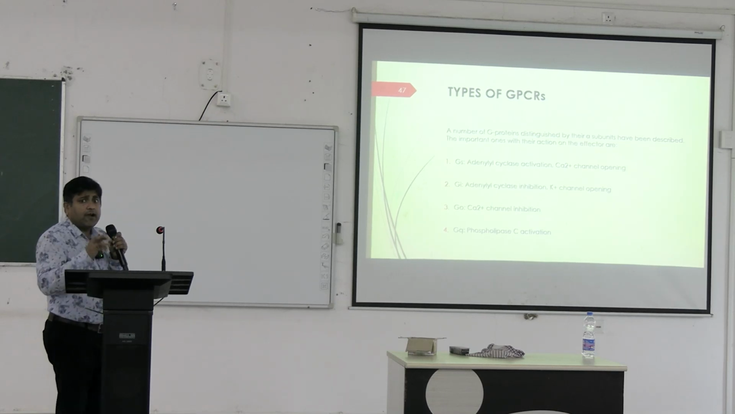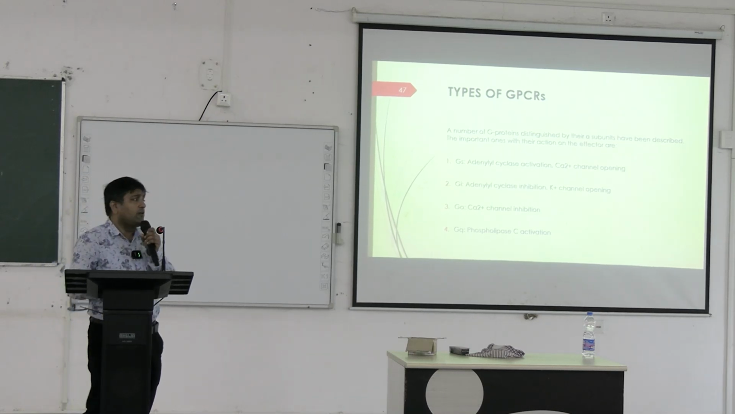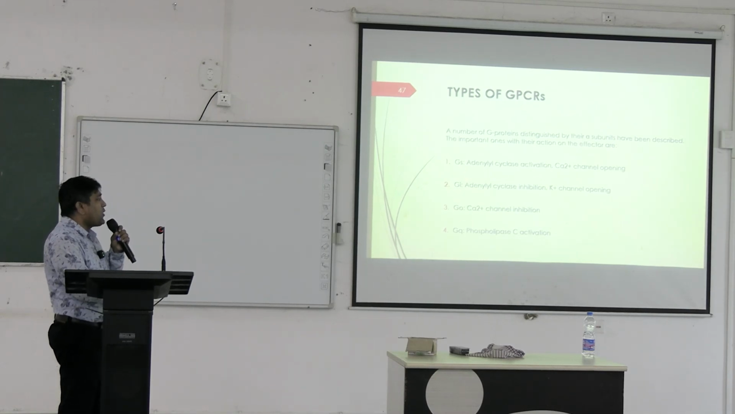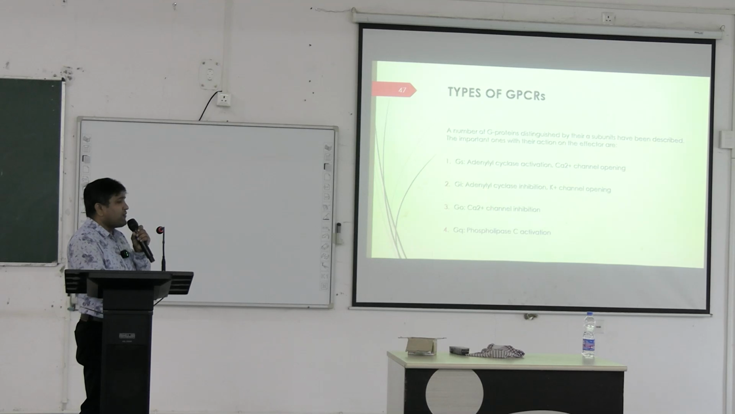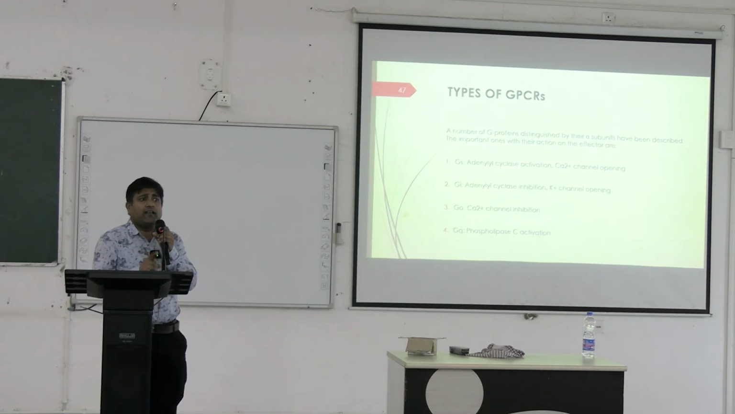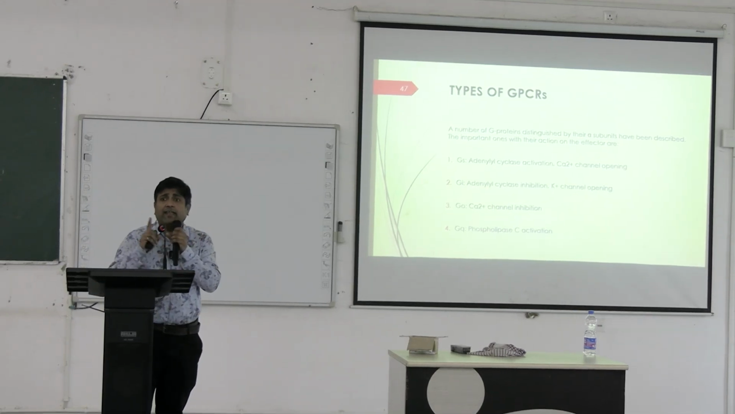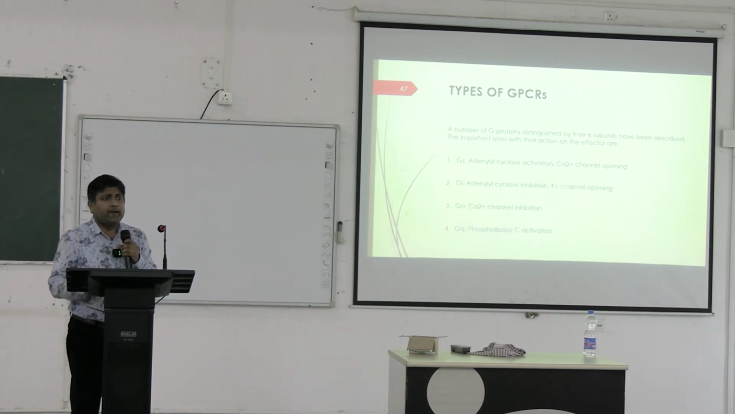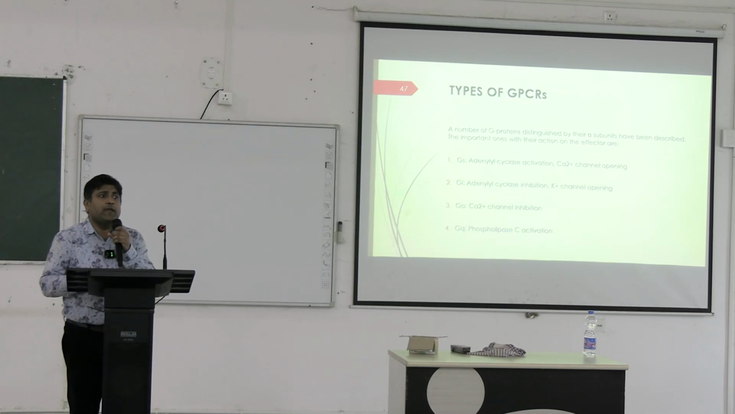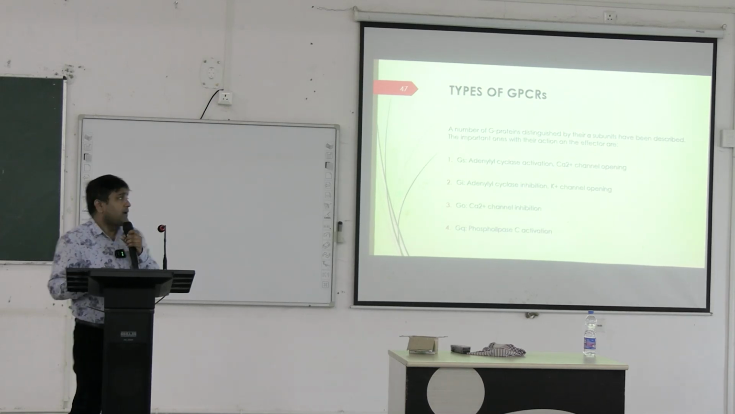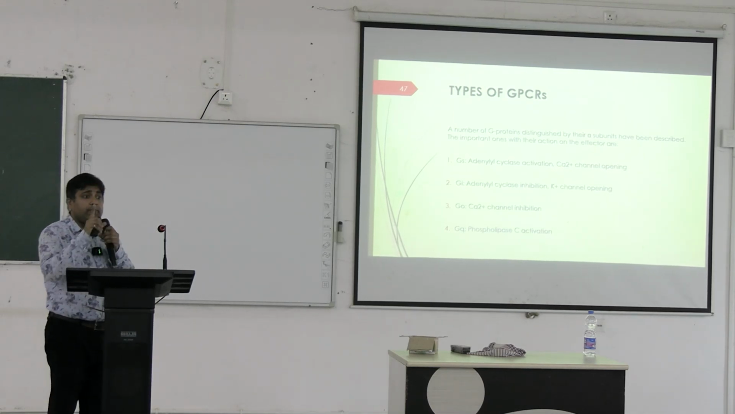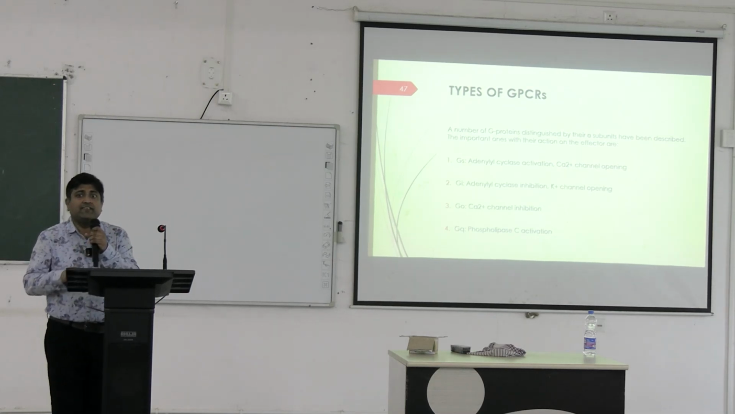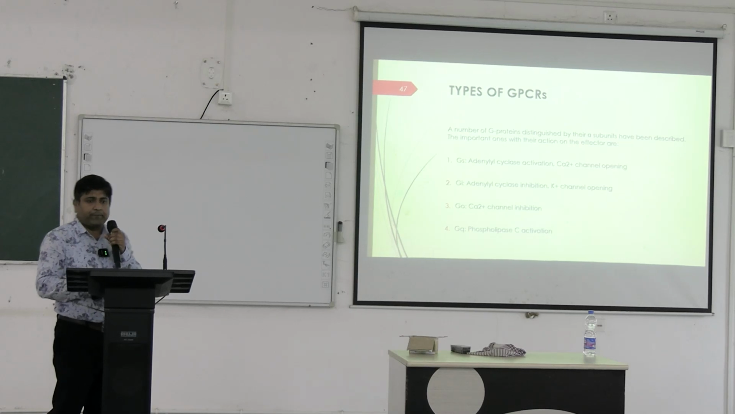Now, there are 4 subtypes of G proteins: GS, GI, GO and GQ. GS, what do they do? They activate adenylyl cyclase. What does adenylyl cyclase do? It converts ATP to cAMP, cyclic AMP. What does GI do? They inhibit the same enzyme. They inhibit adenylyl cyclase, and thus decrease the concentration of cyclic AMP.